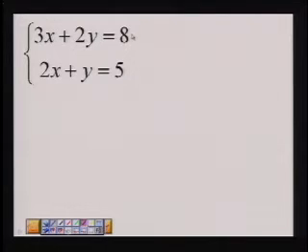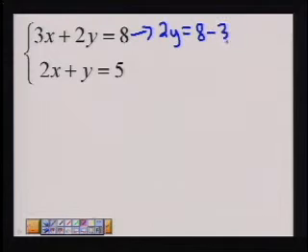of intersection. So I need to get y by itself for each equation. For the first one, if I subtract 3x from both sides, on the left I'll just be left with 2y equals, and I'll have 8 minus 3x on the right. Then I want to get rid of the 2, so I divide by 2 on both sides.